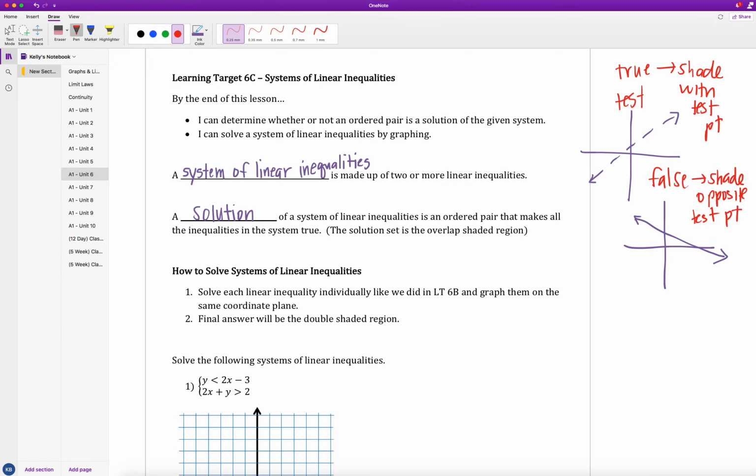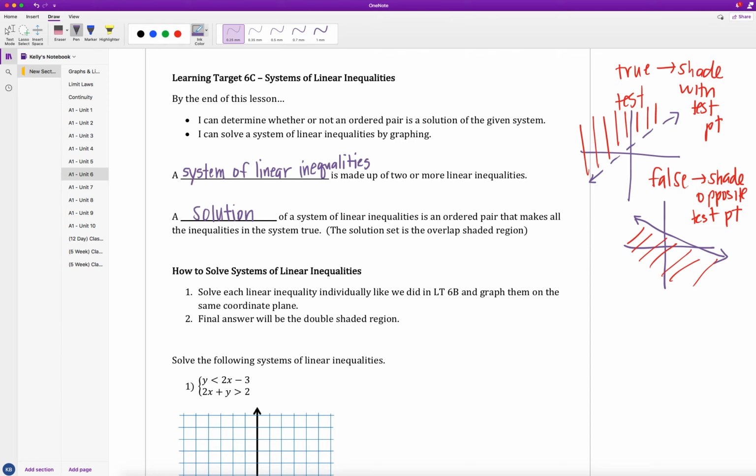And our whole solution was whatever section of that was shaded. So in this first graph, maybe it was shaded above, or maybe in the second graph it was shaded below. But our graph was our entire solution for that, since the shading represents all of the solutions for that singular linear inequality. What we're looking at now is pairs of linear inequalities. So a system is two or more. In this video, we're going to look at what happens if I pair two of them together.